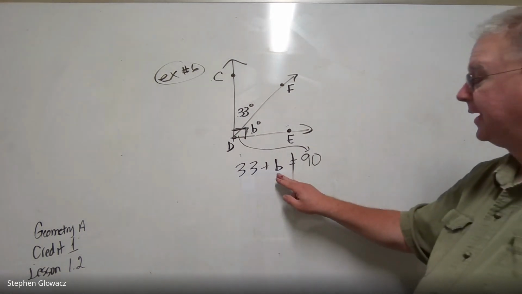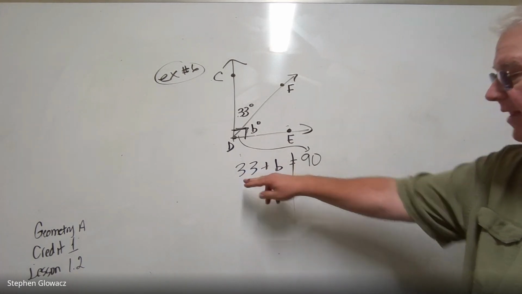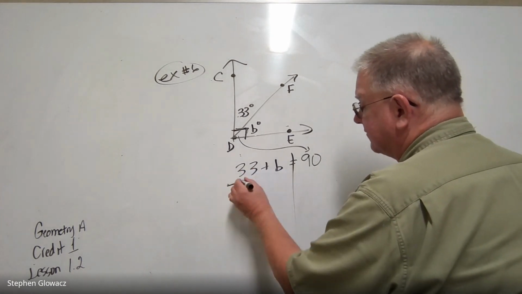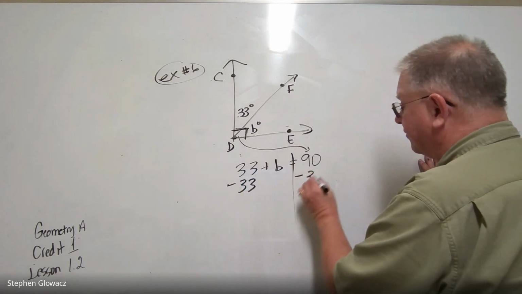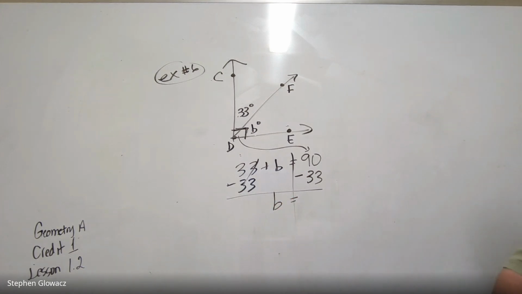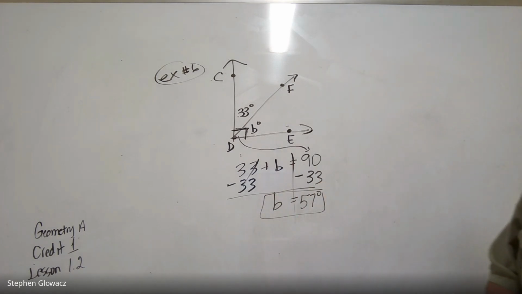Now to solve for B, we've got to get rid of this 33. So very similar to the example for number 5, that's a positive 33. So we're going to subtract 33 from both sides. The 33s on the left side cancel. And then over there on the right, 90 minus 33 gives us 57. And so B would be 57 degrees.